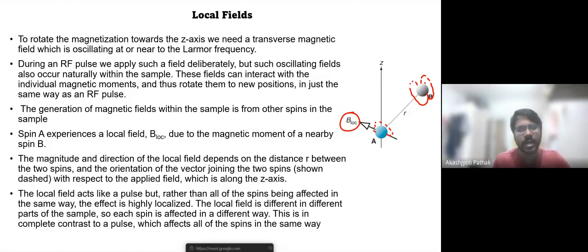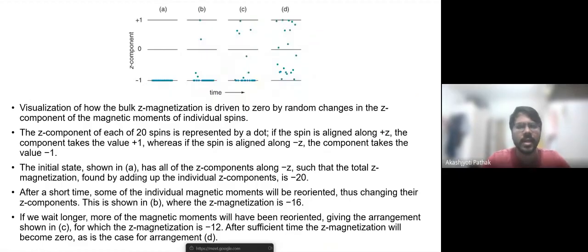This is in complete contrast to a pulse, which affects all of the spins in the same way. So your externally applied magnetic field will affect all the spins in the same way, but the local magnetic field, B local, which is generated by the individual spins, will affect the other nuclear spins.